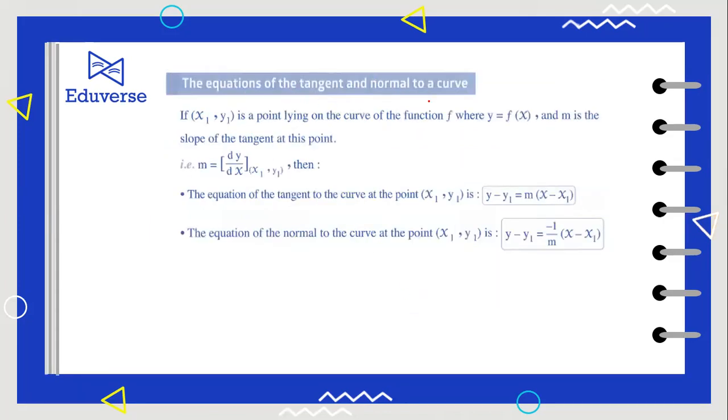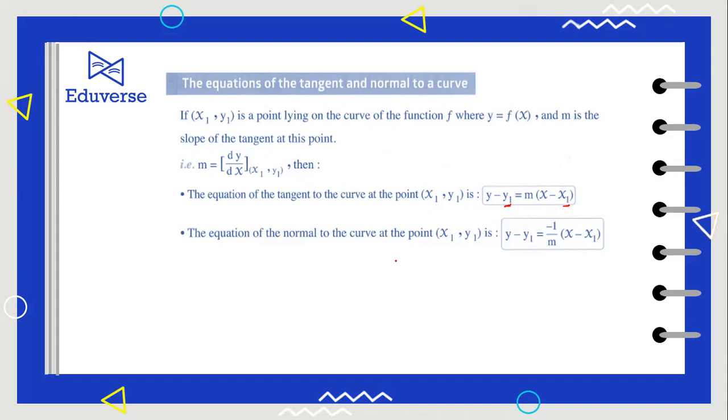The equation of the tangent and normal to the curve. How can I find the equation of the tangent and normal? Firstly, I must have a point on the line, a point on the curve, and the slope of this tangent. Okay. Then the equation of the tangent is y minus y1 equals m multiplied by x minus x1, where x1, y1 is the point on the curve and m is the slope. Okay, that's the tangent of the curve.